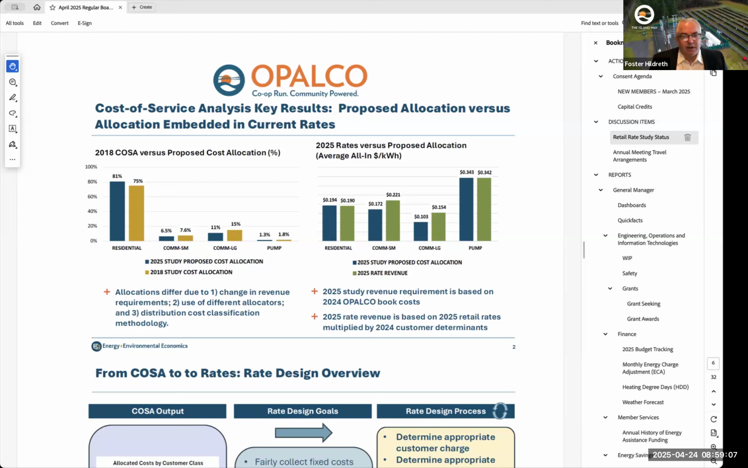Paul, is it safe to say that since the residential went up, it really came from the large and small commercial? Yeah, that's right. Thank you.